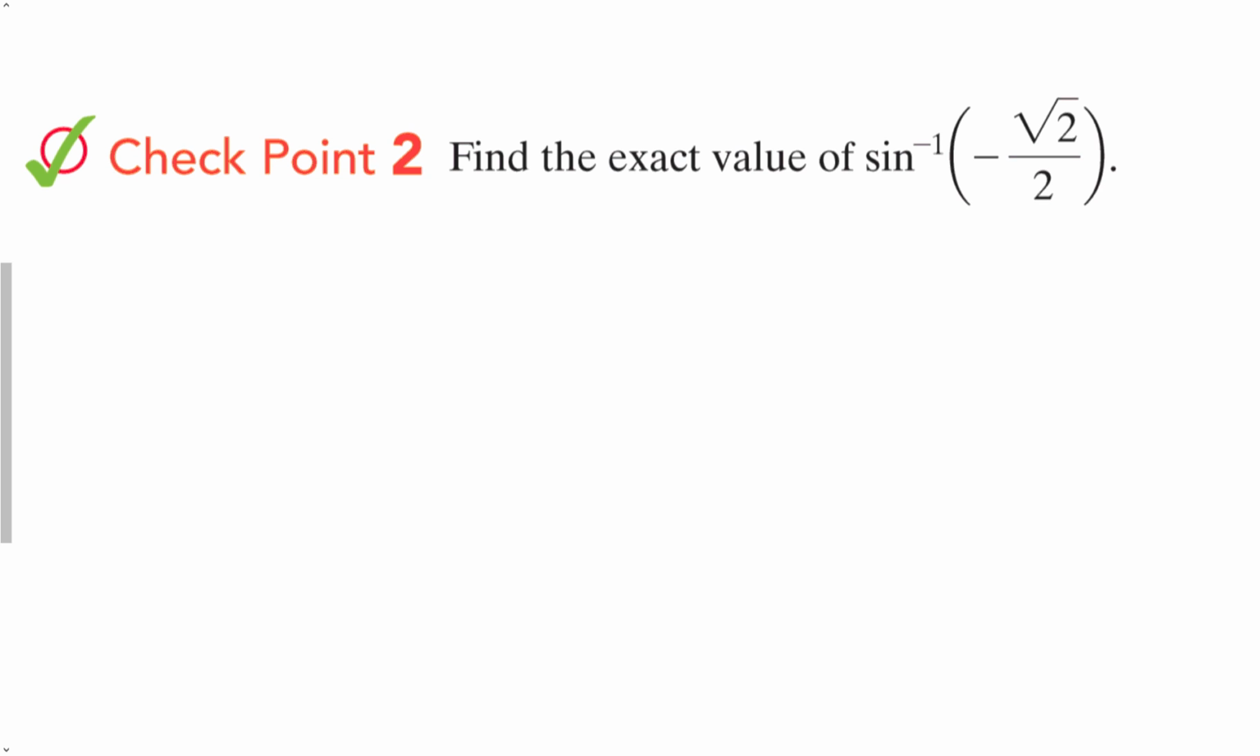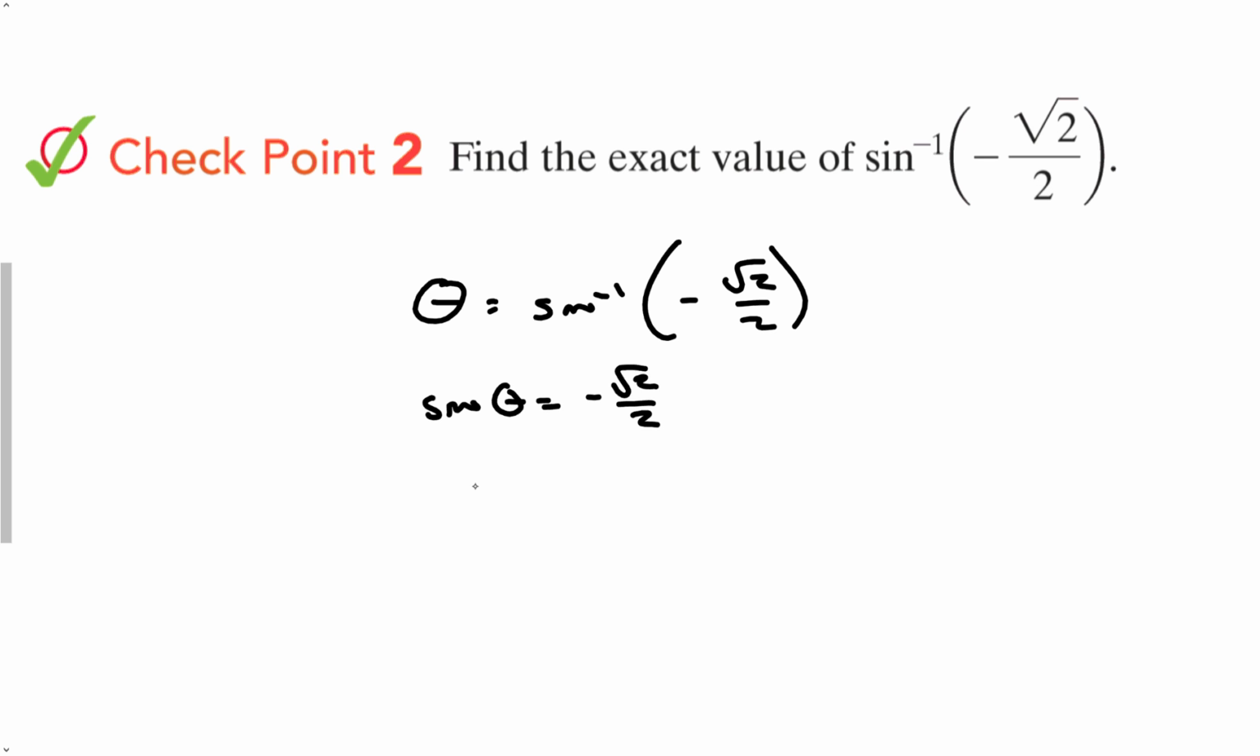Same thing for this one, theta is equal to the inverse sine of negative radical 2 over 2. The sine of something is equal to negative radical 2 over 2. And so theta is that angle whose sine is negative radical 2 over 2, and it is negative pi over 4. Not 7 pi over 4, right? Negative pi over 4. Theta has to be between negative pi over 2 and positive pi over 2.